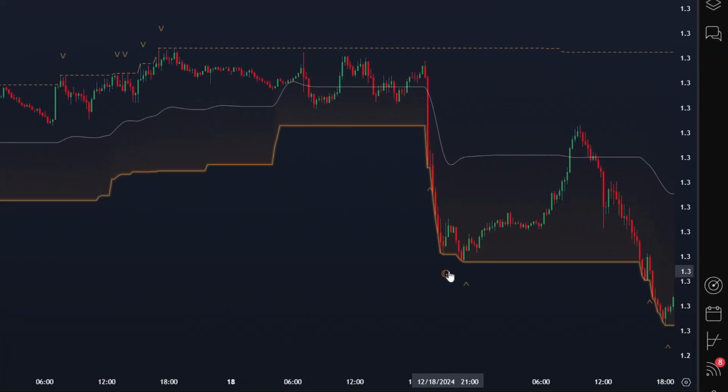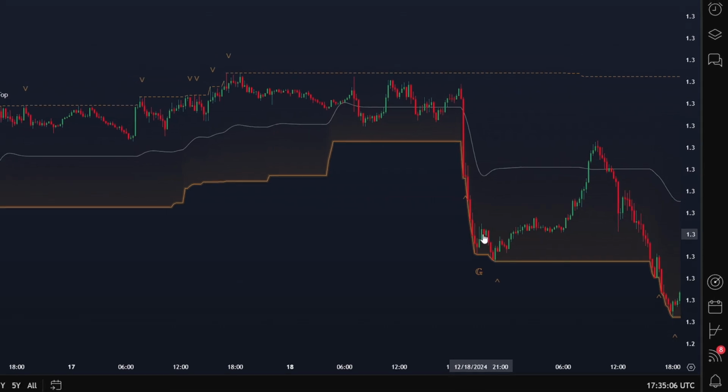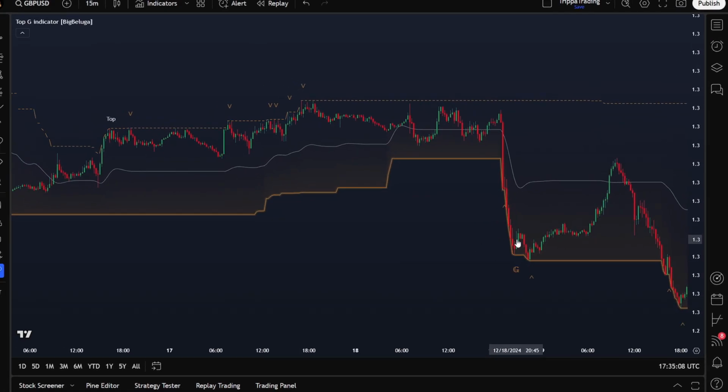On the other hand, the bottom label, marked with a G, signals a high probability support zone. This means the market might be preparing for a bullish reversal, making it a good spot to open new buy trades or exit already open sell positions.